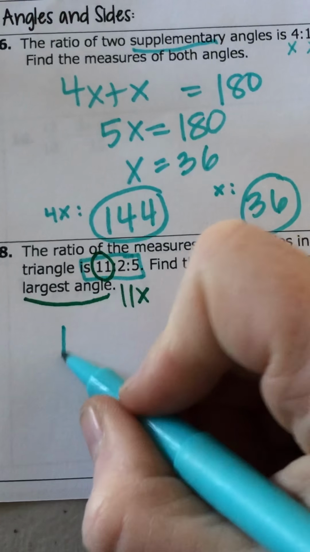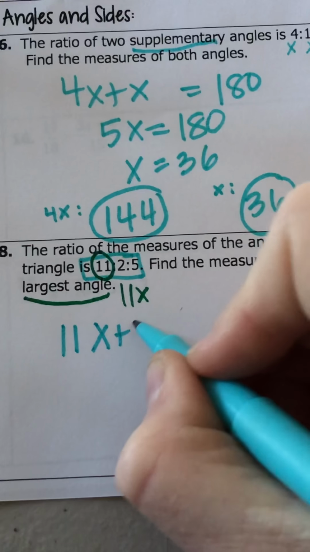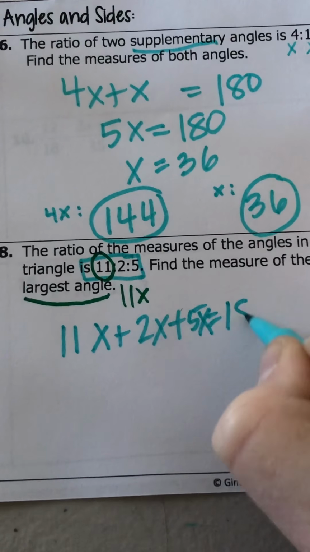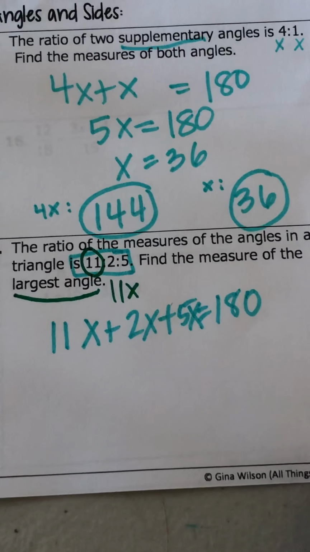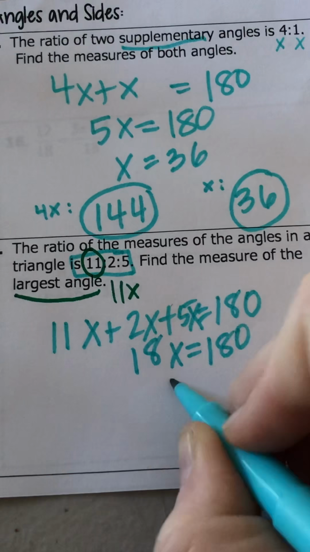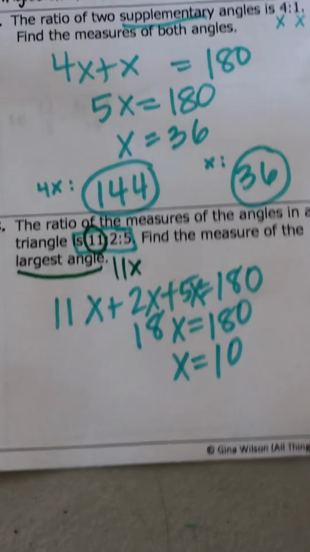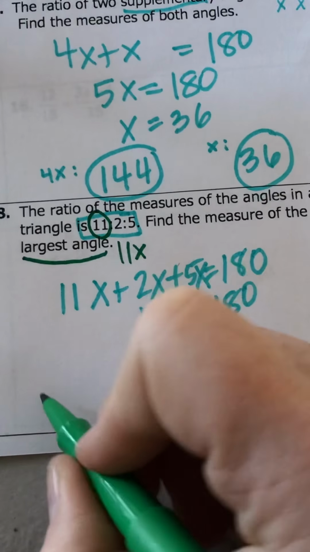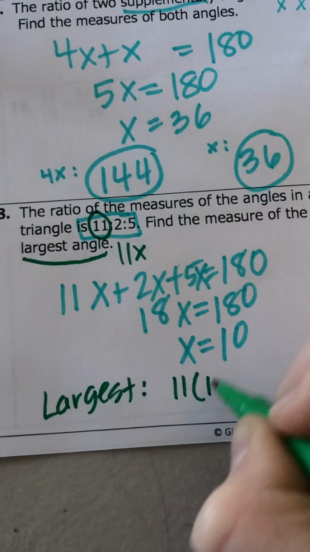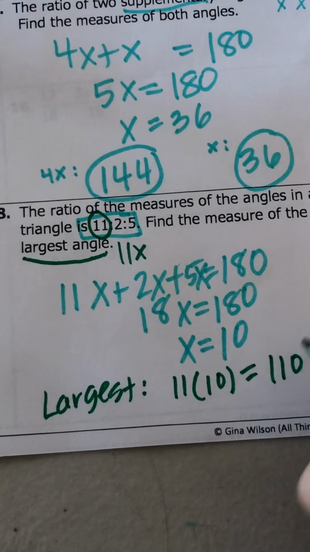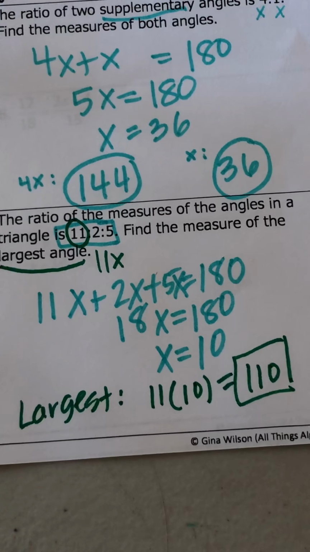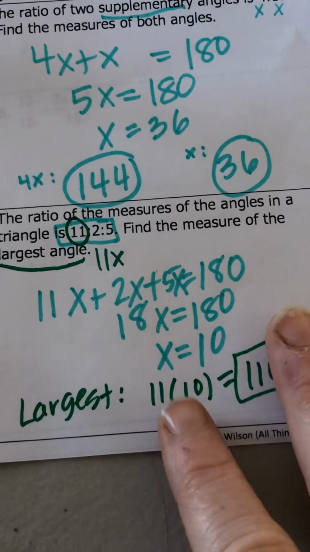Okay, so our ratios adding together will equal, 5x will equal 180. Okay, combine like terms and solve. X equals 10, okay? So for our largest angle, we care about 11 times 10, 110. Okay? All right, that's it for page 1.